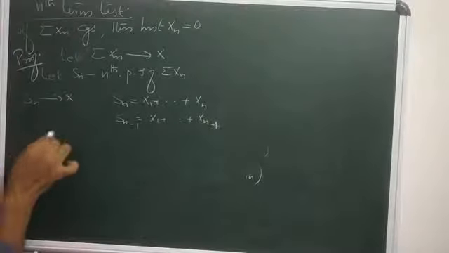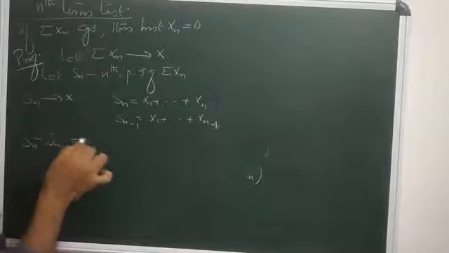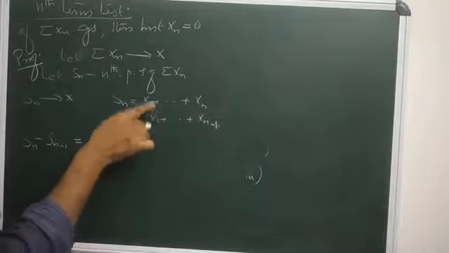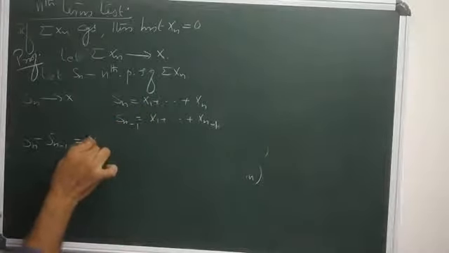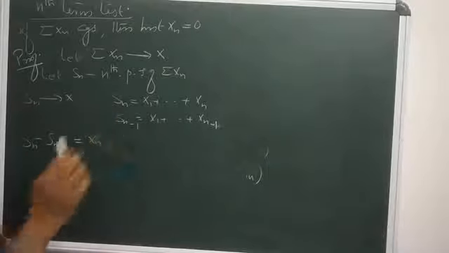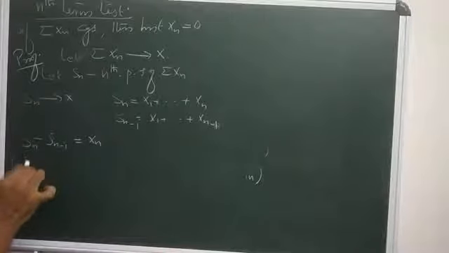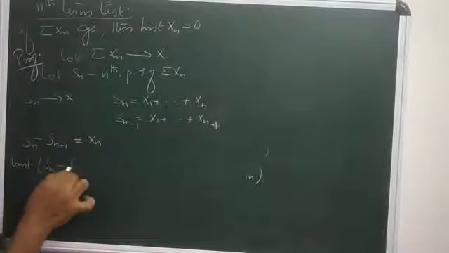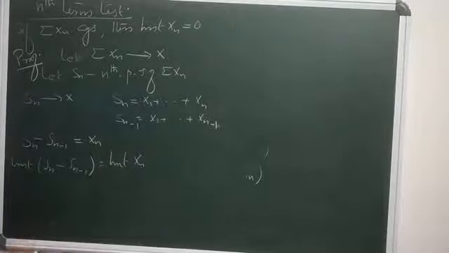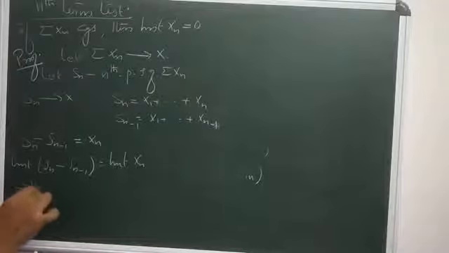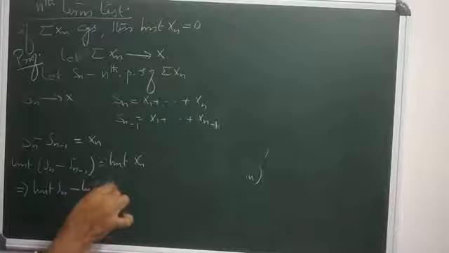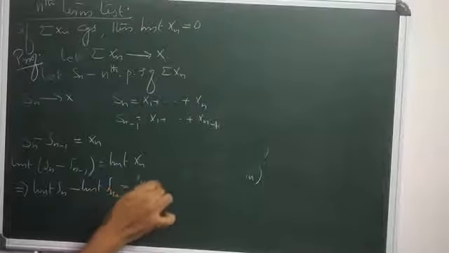So what is Sn minus Sn minus 1? Term by term subtraction, vertical subtraction: x1 minus x1 and so on, cancelling each other. What remains there? Only xn. All the other terms are cancelled. Now taking limit on both sides, limit Sn minus limit Sn minus 1 equals limit xn.